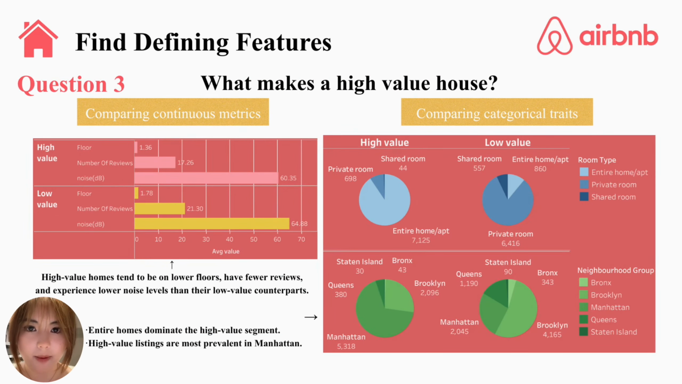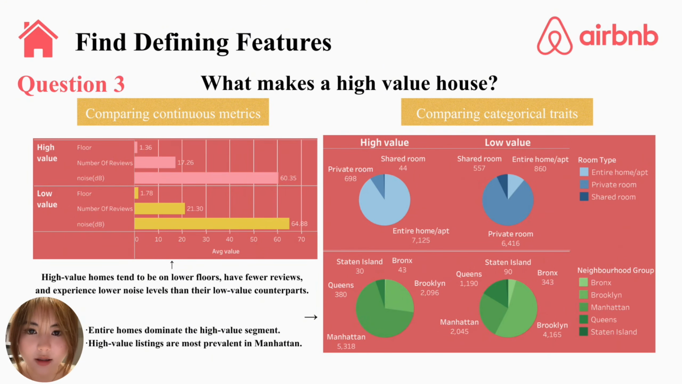Then I want to talk about what makes a high-value house on Airbnb. To find the answer, we split our listings into two groups: the top 20% by price, which we call high value, and the bottom 20%, which we call low value. Then we compare these two groups across different features. Some are continuous variables, like floor level, noise level, and the number of reviews. Others are categories, like room type and neighborhood.